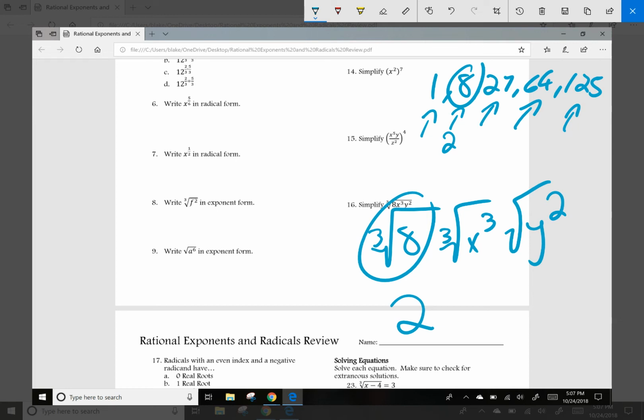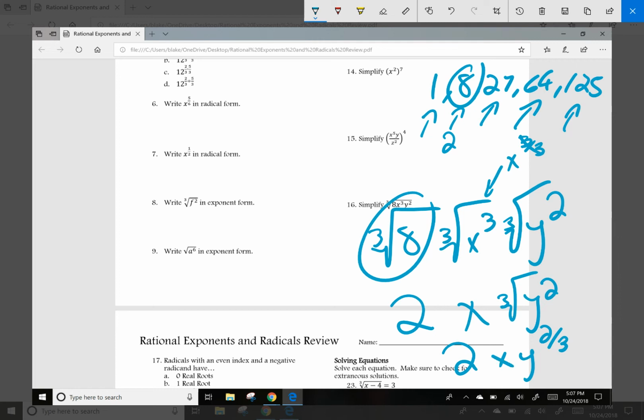Cube root of x to the third is just x, because remember, this is the same as x to the 3 over 3, and 3 over 3 is 1. So x to the first power. And then your cube root of y to the second, you can leave it like that because you can't simplify it, the cube root of y to the second, or you can write it as just y to the 2/3. Either or. So 2x cube root y to the second or 2x y to the 2/3 is fine either way for me.